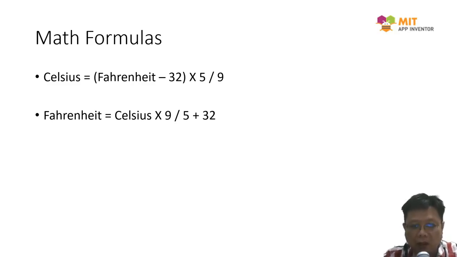So in this program, we are going to create two buttons. The first button, when you click it, will convert the Fahrenheit value to Celsius. The second button, when you click it, will convert the Celsius to Fahrenheit value.